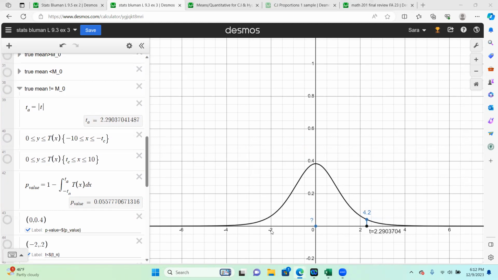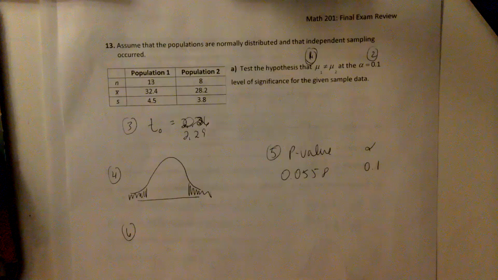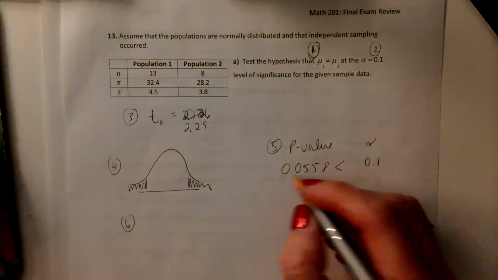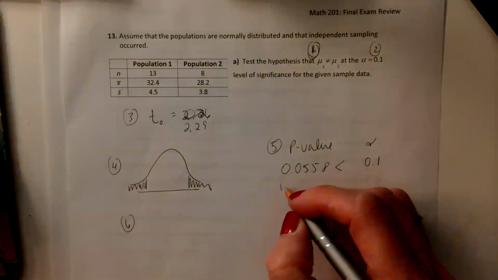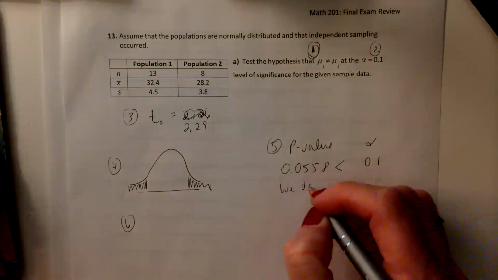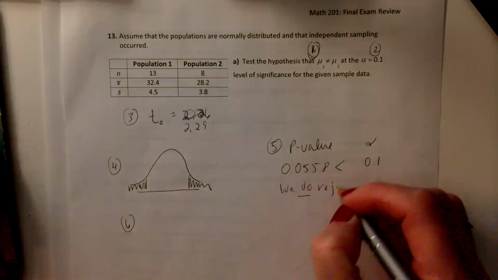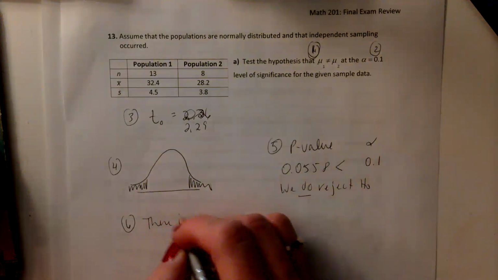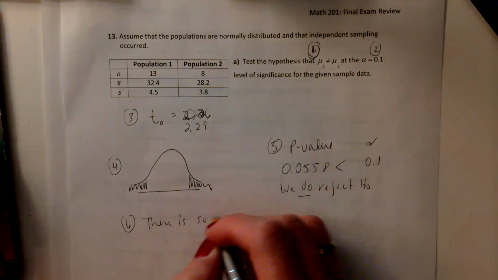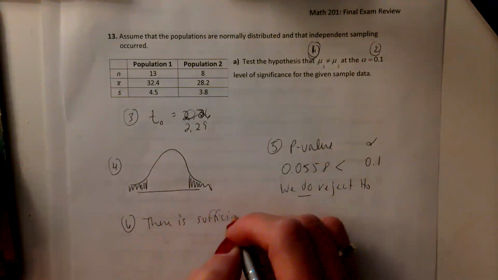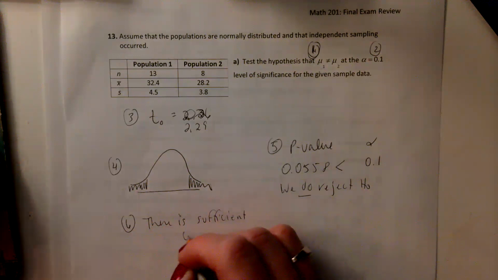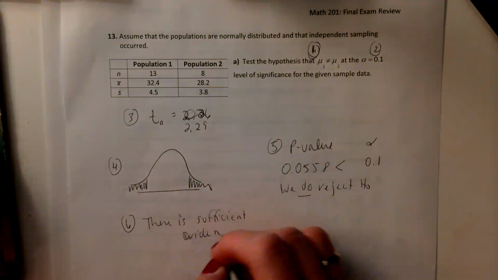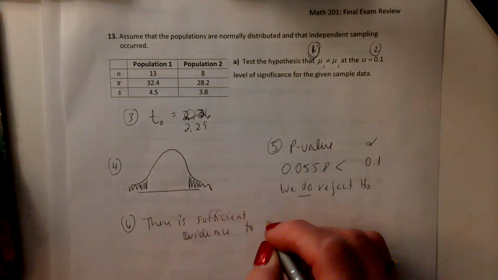When we go back to our paper, we can see that either way, we're still going to reject H0 because the p-value is less than alpha. So we do reject H0. So there is sufficient evidence to support the claim.